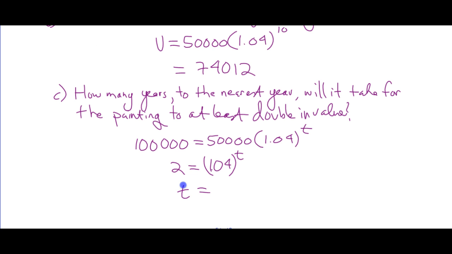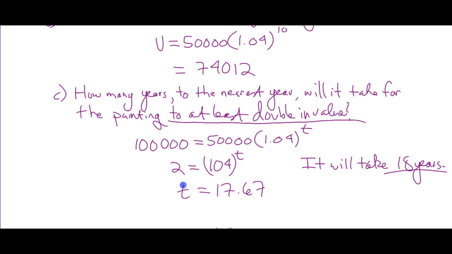Okay, so t is equal to 17.67, so it will take 18 years. So there's some key words in here. The painting to at least double. So we know it's going to take 17.67 years. That's 17 and about 2/3 of a year. 2/3 of a year is like 8 months. So in August of some year, it's going to be worth 100,000.